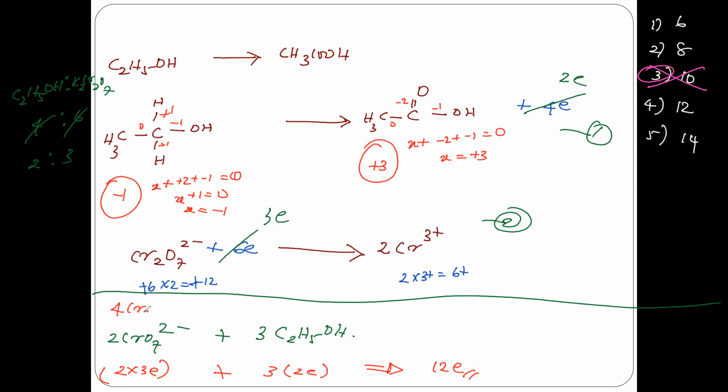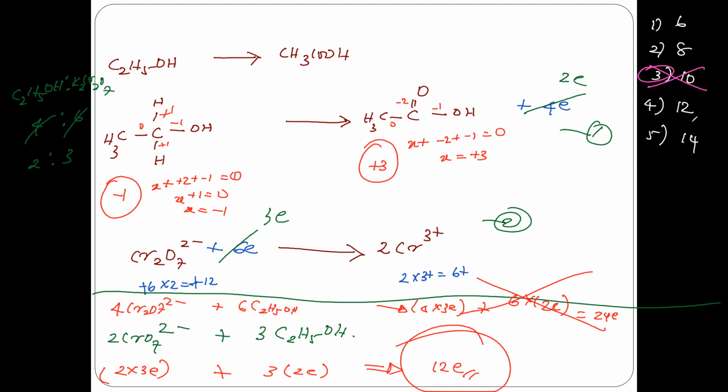Yes, 4 Cr2O7 2- plus 6 C2H5OH. So what should be the answer here is 4 into 3 electrons plus 6 into 2 electrons. So you will end up with 12 plus 12, 24 electrons. There is no answer like 24 electrons. That's why I took the smallest ratio. So you have 12. The answer is there. So this is the correct answer.